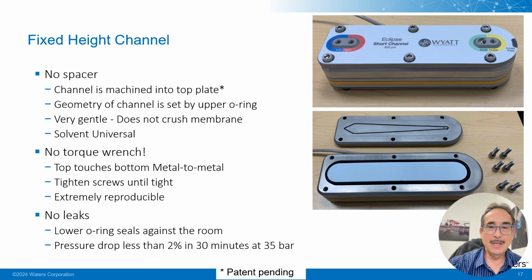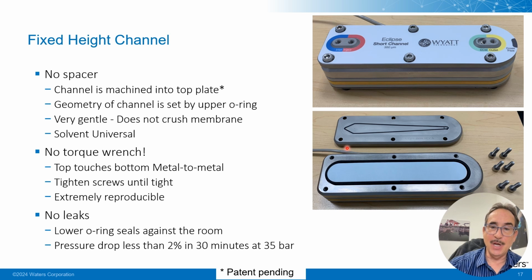Okay, so this is what a modern channel looks like. We've designed it so it's all steel construction. The channel is no longer defined by a spacer, so there's no spacer at all. It's a machined detail in the upper plate, and it's sealed with an O-ring on the top, and then there's a secondary seal that goes around the channel to seal it against the room.